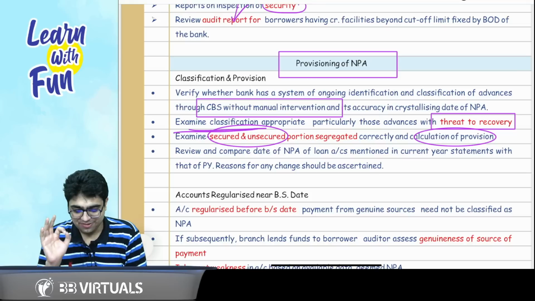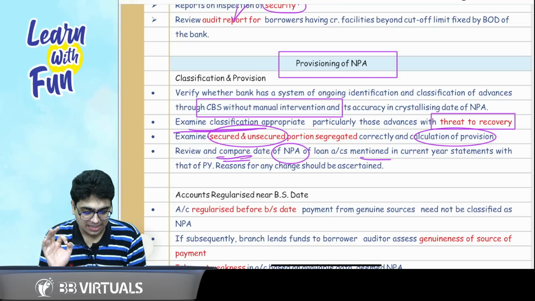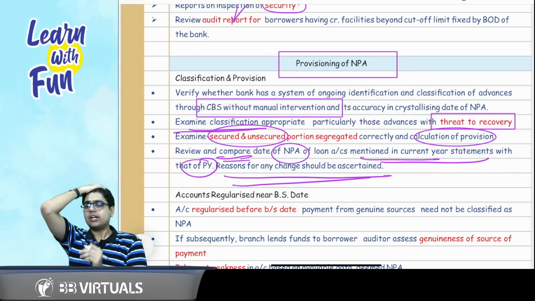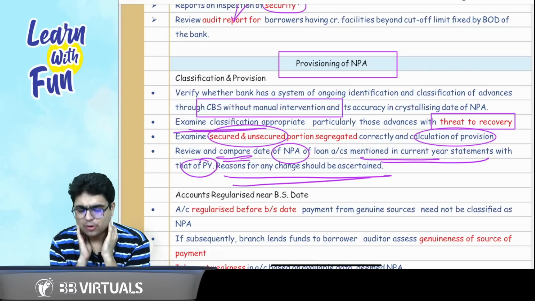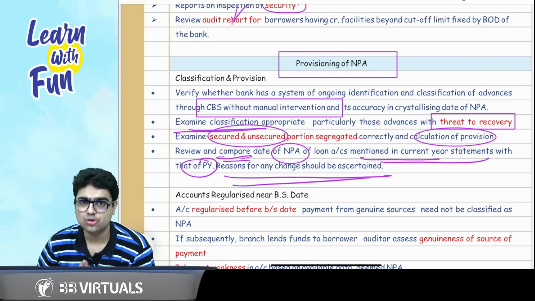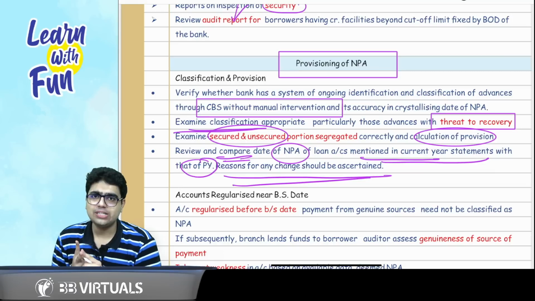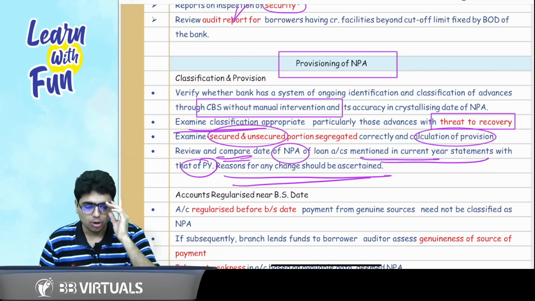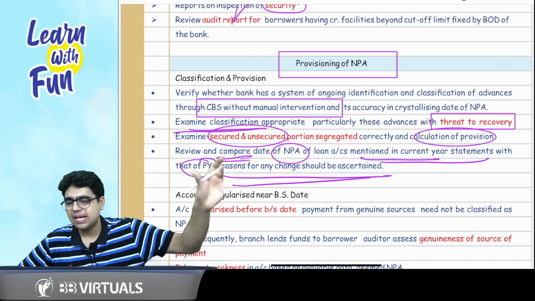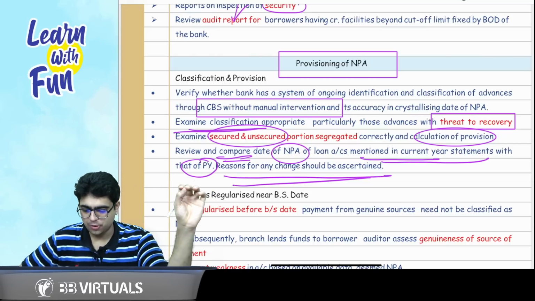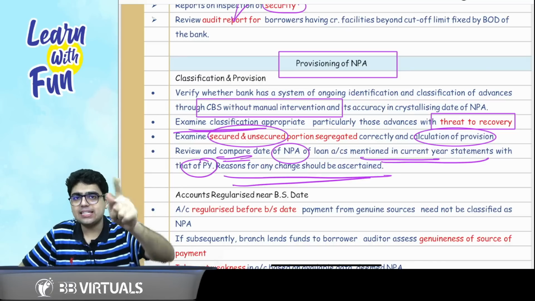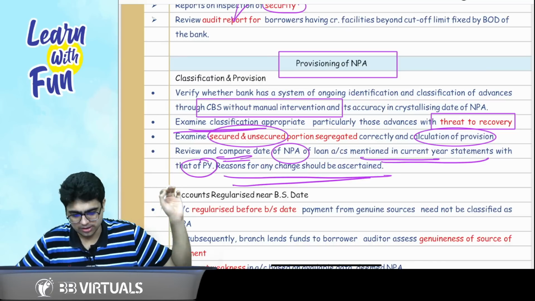Next point is to review and compare the date of NPAs mentioned in the current year statement with the previous year, and any reason for change should be ascertained. Got it, sir? Got it. So these are the points of classification and provisioning. Classification should be as per the core banking system. Provisioning should depend on the segregation into secured and unsecured. Whatever be the problematic accounts where there is a threat to recovery, make sure their classification is appropriate. And the last point is to compare the date of NPAs of the current year statement with the previous year. If there is any variation, please check the reasons.